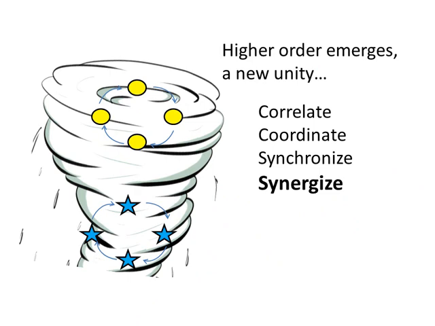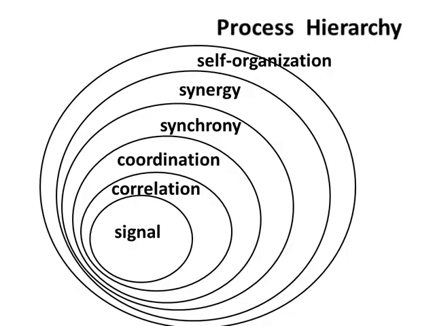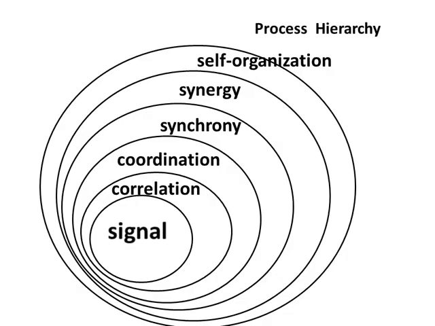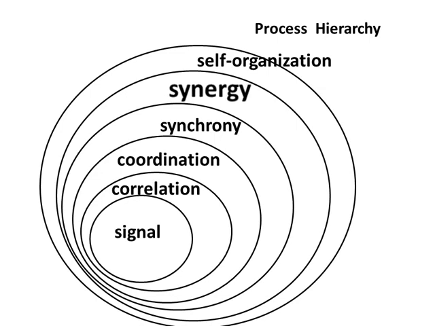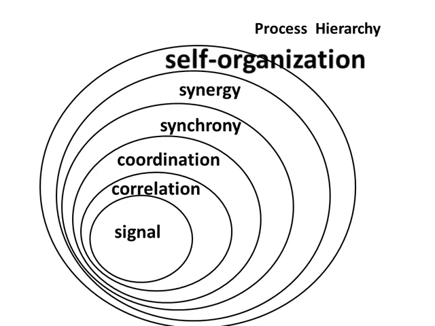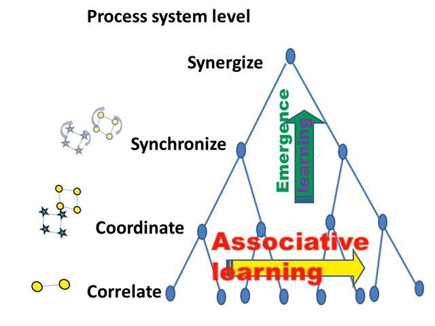Each term in the acronym CCSS is just one systemic level up the complexity spectrum. Let's take another perspective. Signal is a subsystem of correlation, a subsystem of coordination, a subsystem of synchrony, a subsystem of synergy, a subsystem of self-organization. How high you program the learning on this hierarchy affects the rate of learning, the learning strategies chosen, fluency, and memory.